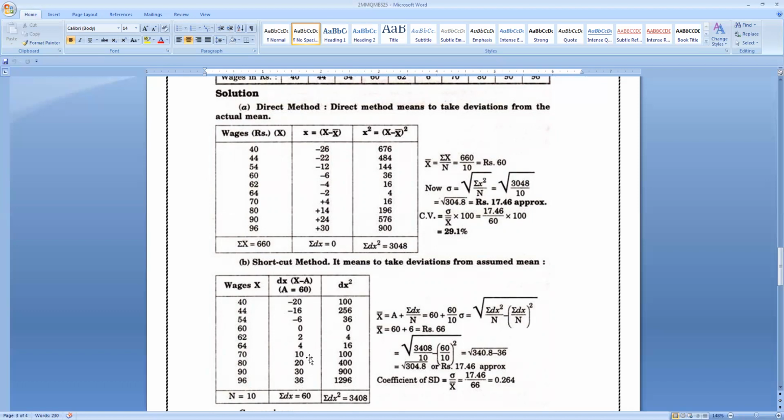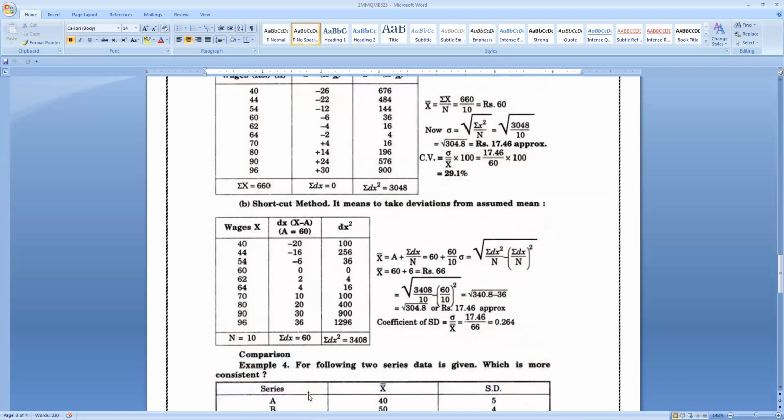If plus comes, you should write plus; if minus, then minus only. 40 minus 60 is minus 20. 44 minus 60 is minus 16. 54 minus 60 is minus 6. 60 minus 60 is 0. 62 minus 60 is 2. 64 minus 60 is 4. 70 minus 60 is 10. 80 minus 60 is 20. 90 minus 60 is 30. 96 minus 60 is 36. Total all the values of deviation, that is sigma dx, becomes 60.